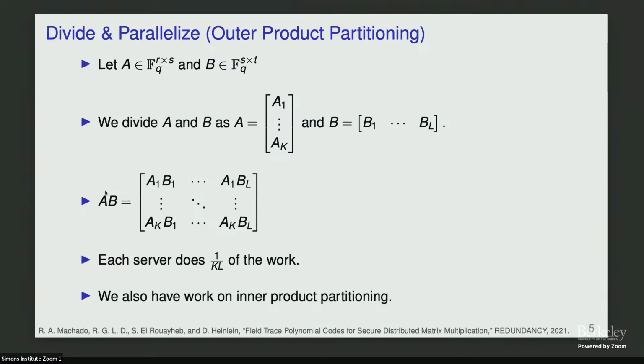So for outer product partitioning, you can think of it, you break your matrix A into these K pieces, your matrix B into these L pieces, and now you have a bunch of these smaller multiplication tasks that need to be done, and you can think of it in some way as if the servers are going to do 1 over KL of the work, and hopefully the idea is that when you distribute this whole thing, the whole procedure will take less time than just doing it yourself. That's the baseline for this, just do it yourself. And that's what we're going to look at.